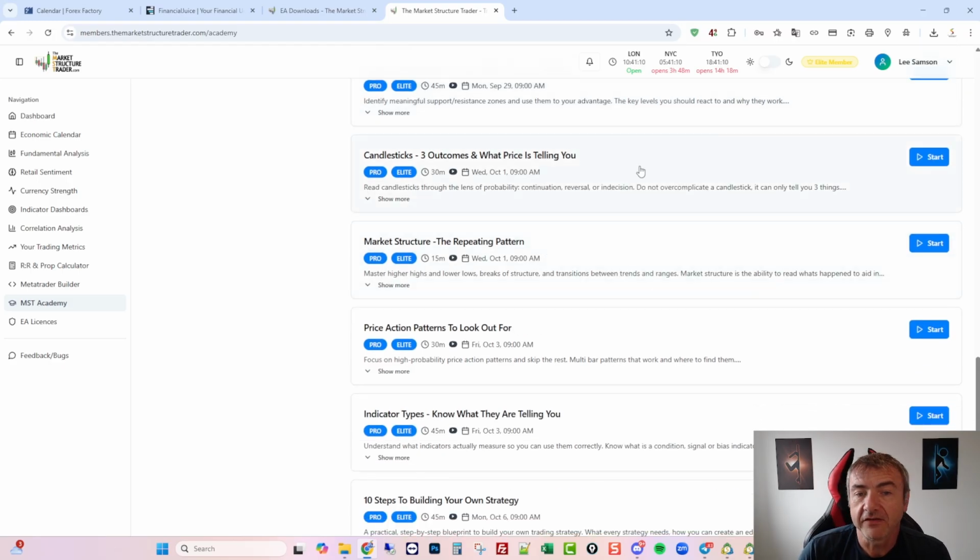We're going to look at candlesticks, the three outcomes, what price is telling you. Every single candlestick has a story to tell. It's telling you one of three things. There are only three outcomes to a candlestick. It can be bullish, bearish, or indecision, neutral.